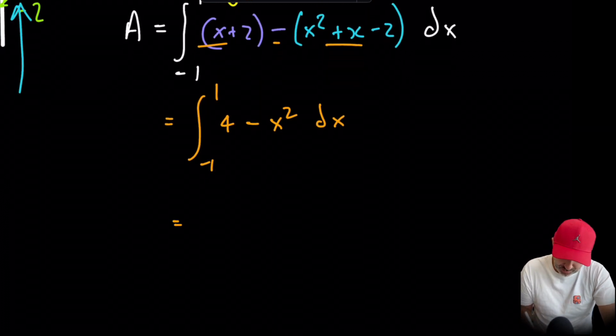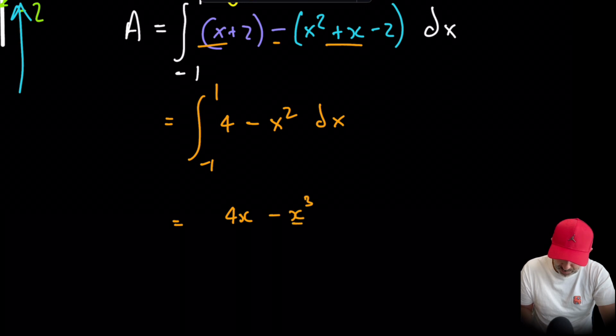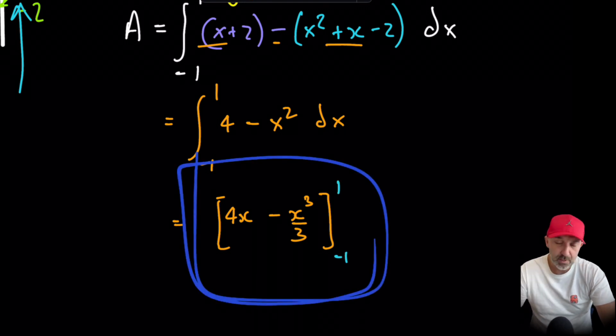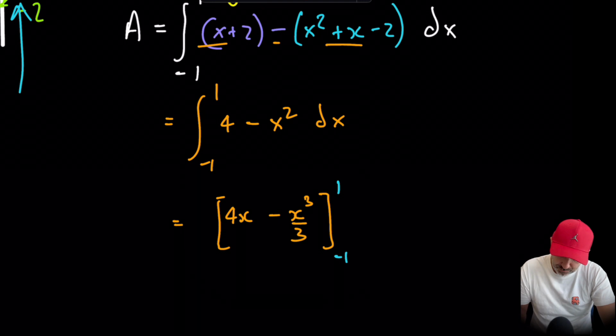Okay, so let's go ahead and integrate. So add 1 to the power, divide by the new power, add 1 to the power, divide by the new power, put your square brackets on, and then put your limits. So this is going to be 1 and minus 1. Go ahead and substitute them in one at a time. So we plug 1 into this and then this.